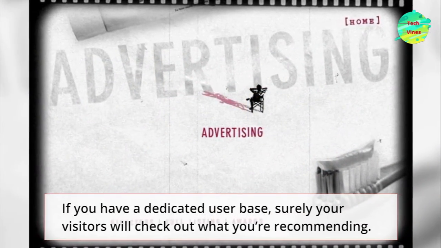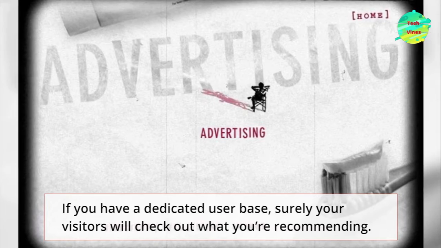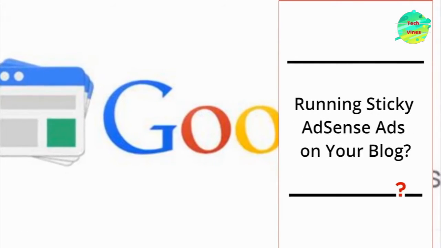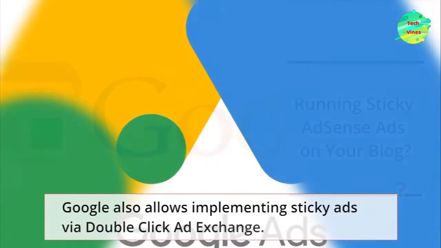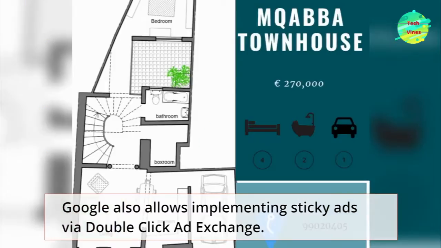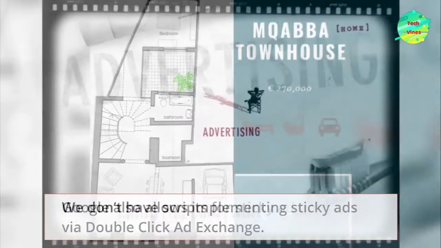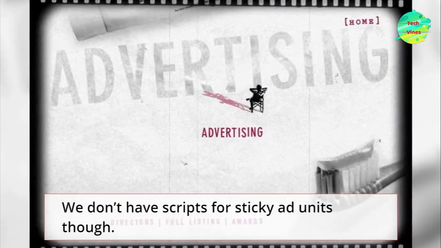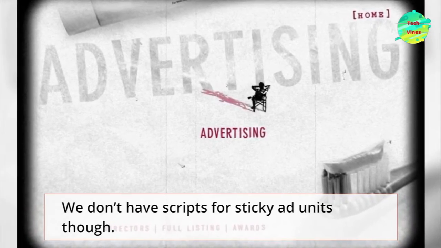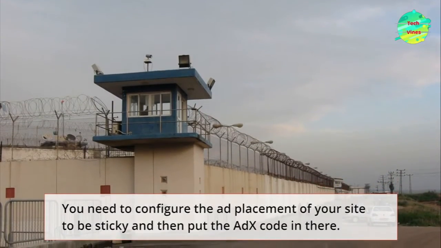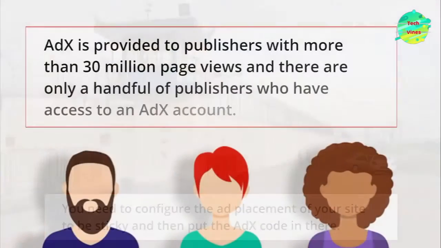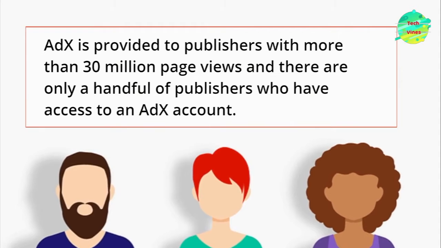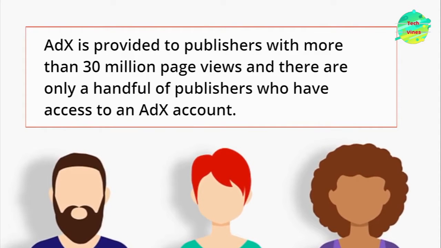Running sticky AdSense ads on your blog? Google also allows implementing sticky ads via DoubleClick Ad Exchange. We don't have scripts for sticky ad units though. You need to configure the ad placement of your site to be sticky and then put the ADX code in there. ADX is provided to publishers with more than 30 million page views, and there are only a handful of publishers who have access to an ADX account. However, you can sign up with a certified Google AdSense partner like AdPushup, Recommended, and anyone else and ask for ADX codes.